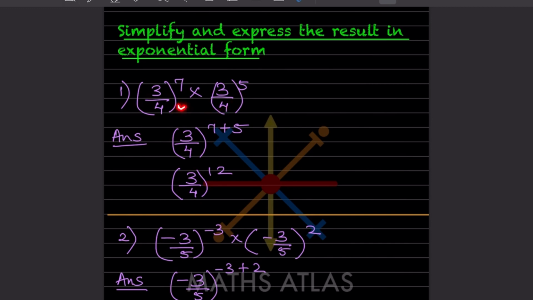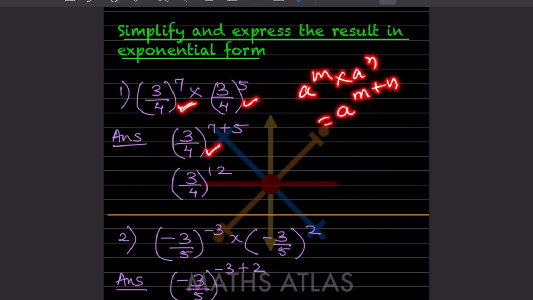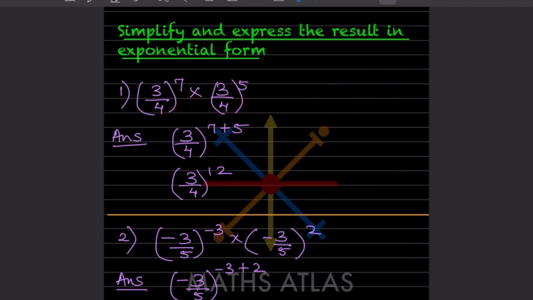So now look at here, the base is the same, so you are going to write it only once, because you know a raised to m into a raised to n will be a raised to m plus n. So this base is the same, so you are going to add the exponents. You want it in the exponential form, so you are going to write over here 12, because 7 plus 5 is 12.